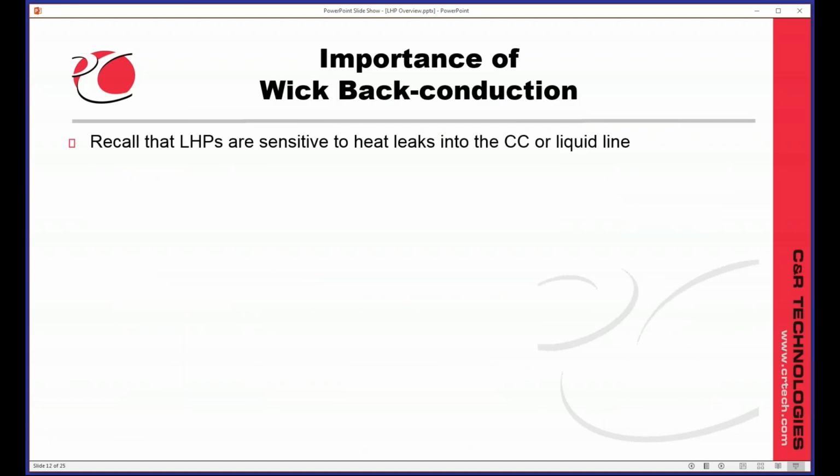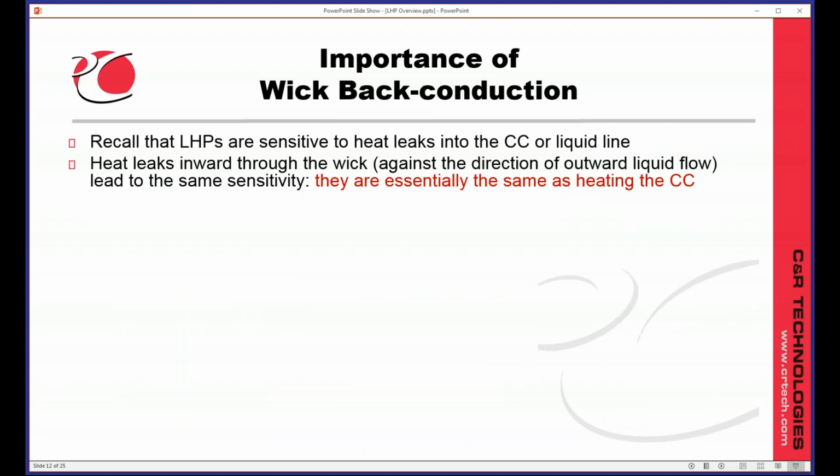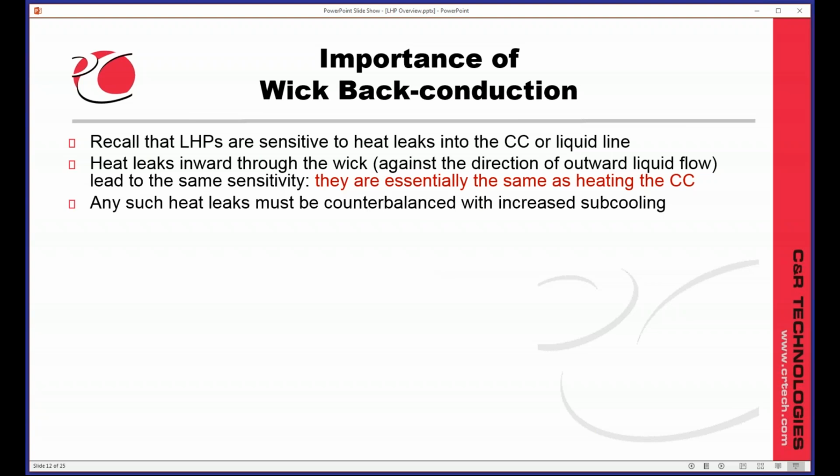Why is that the case? Good old back conduction again. Remembering that LHPs are sensitive to that heat leak into the line, and that some of it, if you recall, was unavoidable. So let's talk about that unavoidable heat leak just a little bit more. Yet another pass back to the same subject. That heat that goes backwards into the wick against the outwardly flowing liquid is essentially the same term as intentionally heating the condensation chamber or heat leaks into the liquid line. It all does the same thing. Any of those heat leaks have to be counterbalanced with subcooling, like I showed on that previous chart.